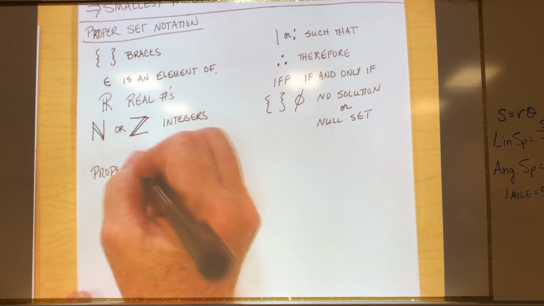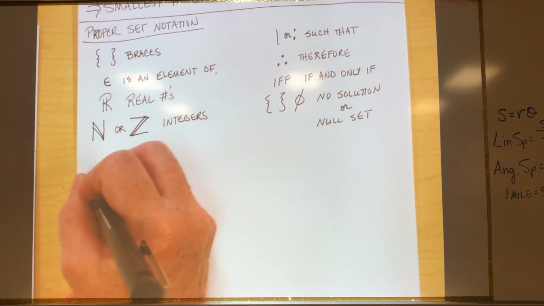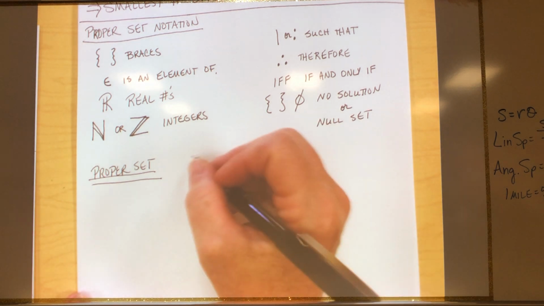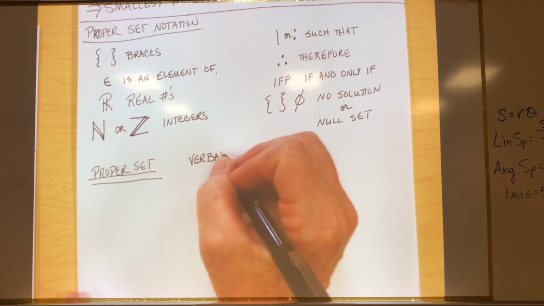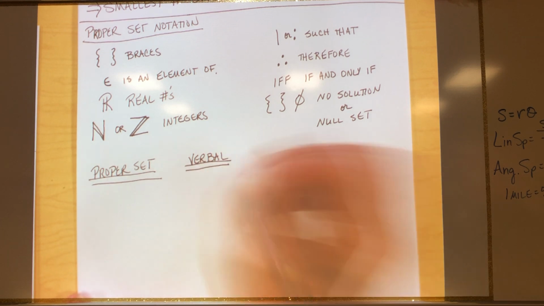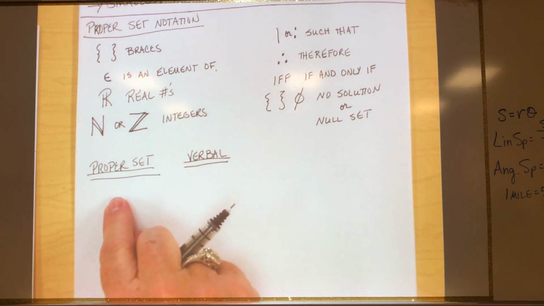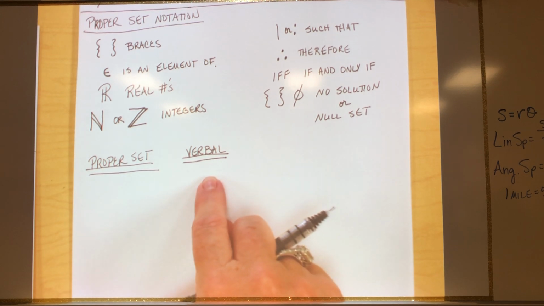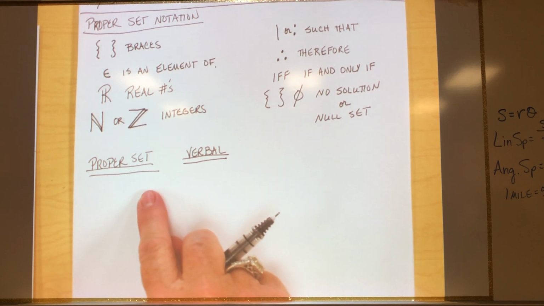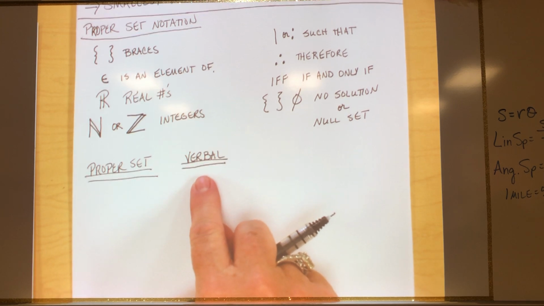What does it look like when it's written in proper set? Okay, the second thing, this is my least favorite one, is called verbal. And that's when we have to write it out in words. Like if you read this proper set, that's what you would write down here. If I read it across and told you what it said, then you would write those words down here.